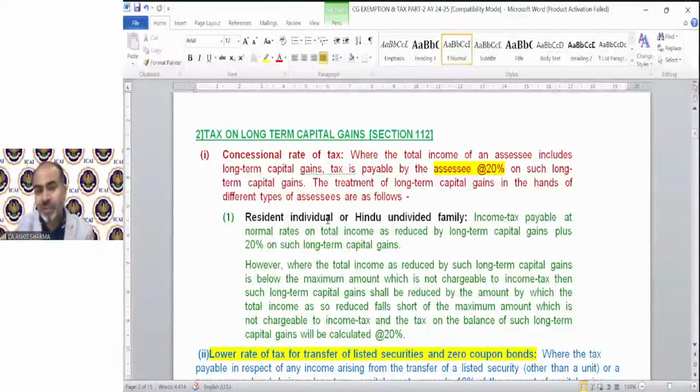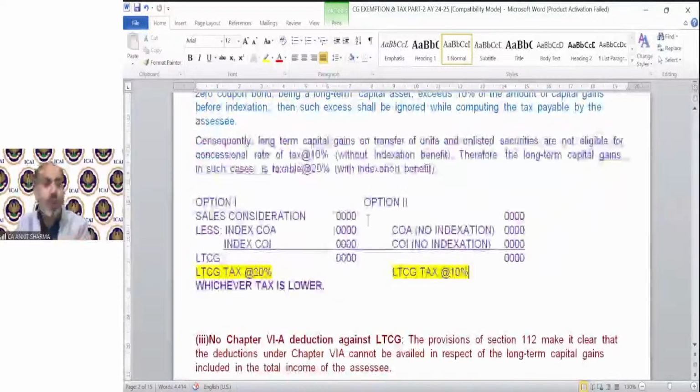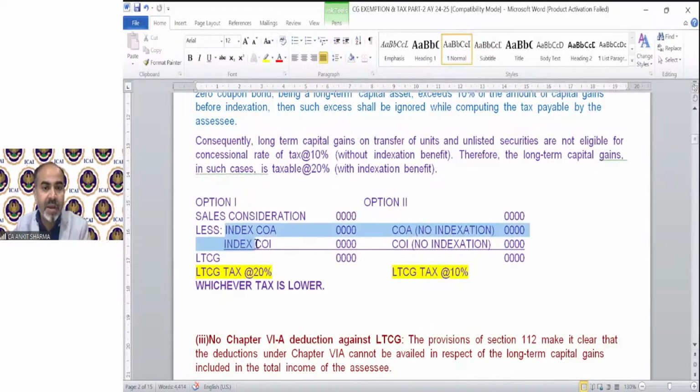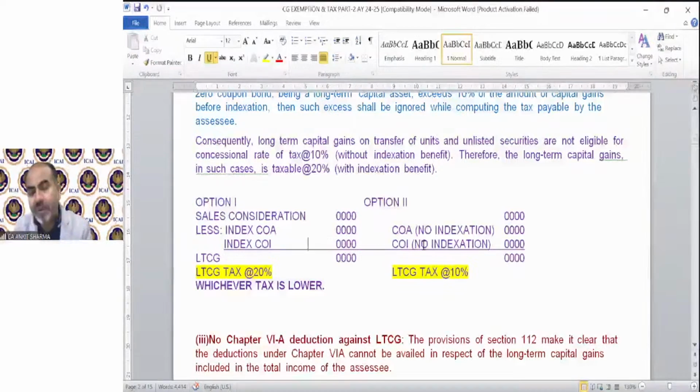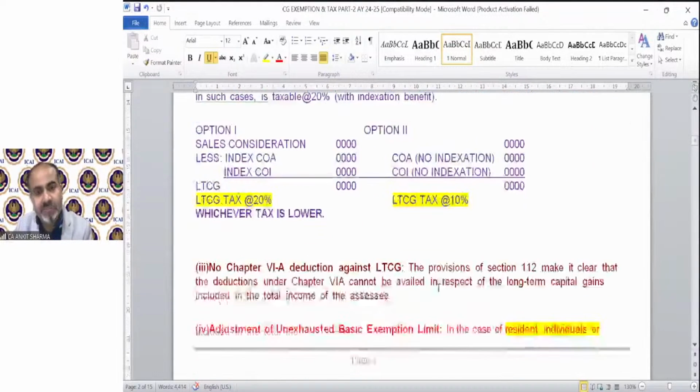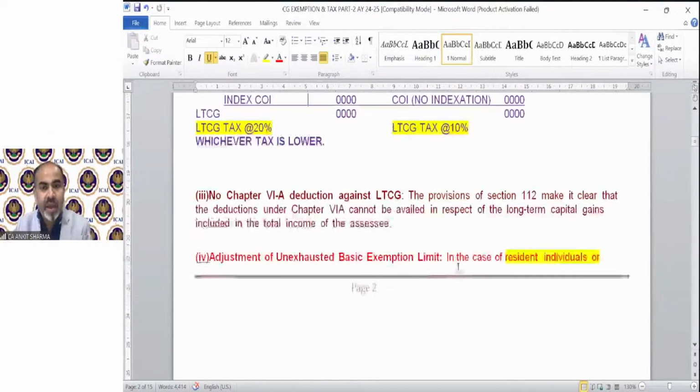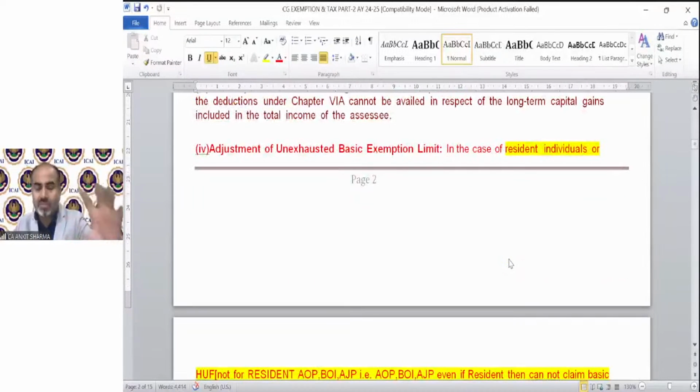So these are the provisions written regarding long-term capital gain. It is going to be taxable at the rate of 20%, or 10% if it is 112A, or 10 or 20, whichever is lower. This is the indexation format for listed securities or zero coupon bonds. Either you apply option number 1, that is long-term capital gain tax at 20% if you are taking the benefit of indexation. If you are not taking the benefit of indexation, then tax will be 10%. No deduction can be claimed. Basic exemption is allowed only to a resident individual. So these are the detailed provisions.